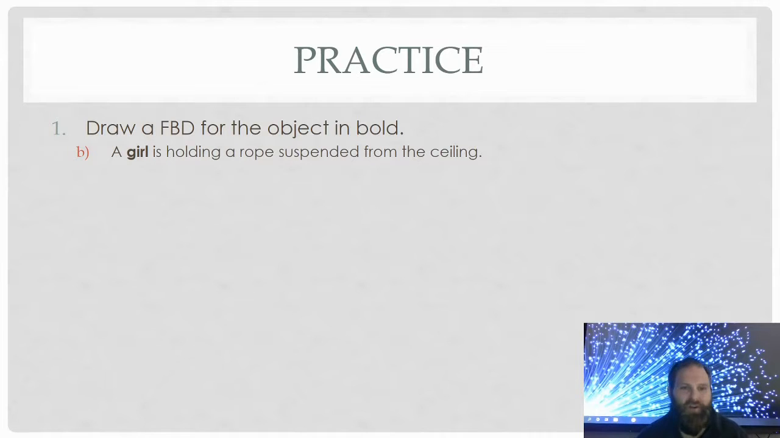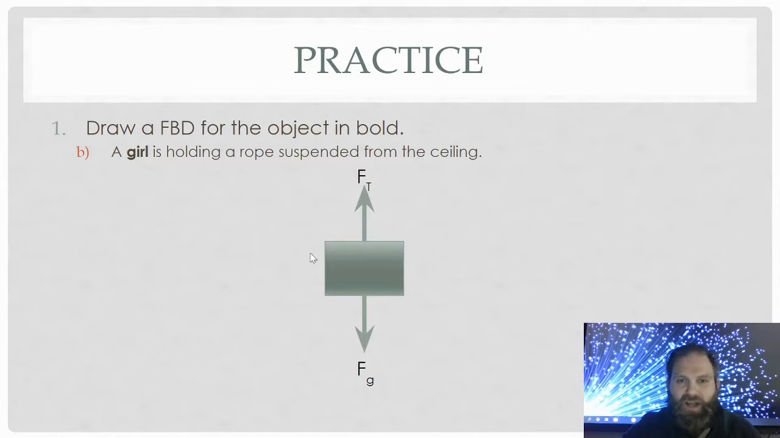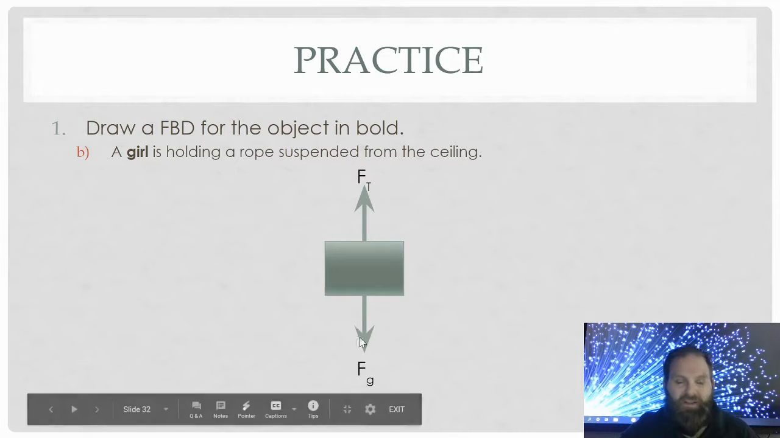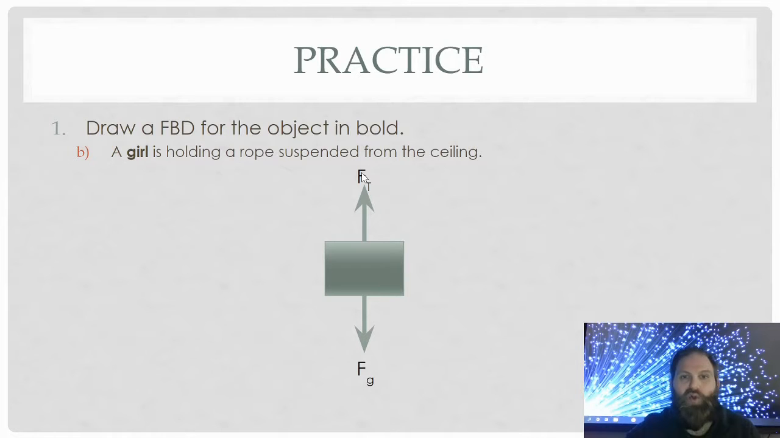Okay, next one. A girl is holding a rope suspended from the ceiling. So here we have a free body diagram. We have gravity acting on the girl, and then we also have force of tension because we're dealing with a rope pulling the girl up towards the ceiling. Finally, there's no acceleration because the girl is not changing velocity up or down.